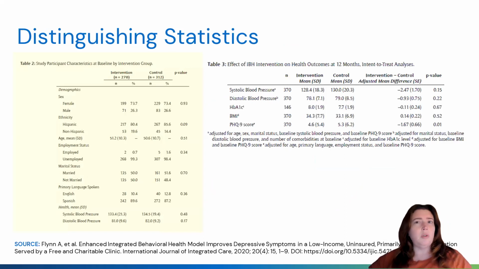A couple of things: when you look at papers that report statistics, you are going to notice there are some differences in how descriptive and inferential statistics are reported.